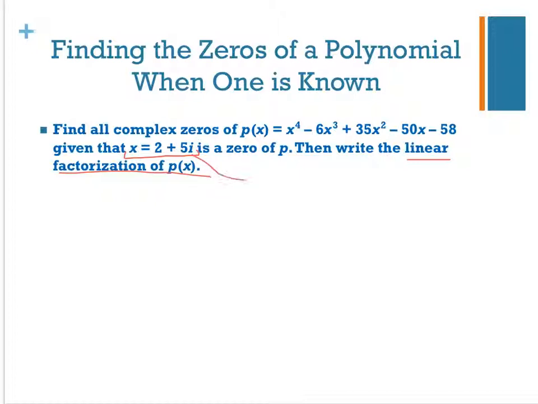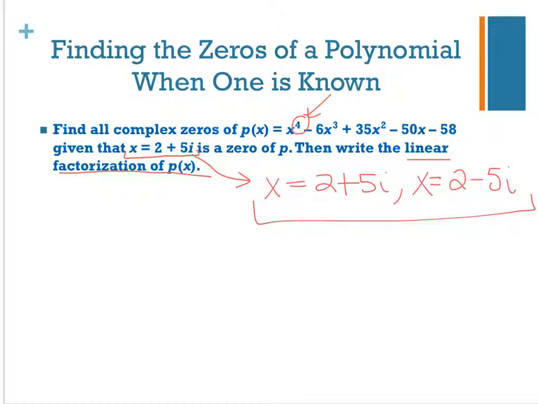So one thing that we know with complex zeros is that they come in conjugate pairs. So if x equals 2 plus 5i is a zero, then we know that its conjugate, 2 minus 5i, is also a zero of the polynomial. So what I'm going to do is find the remaining. We have 4 zeros, or 4 linear factors for this polynomial, because our degree is 4. And I know 2 of the zeros already. So I'm going to find the other 2 zeros by using synthetic division.